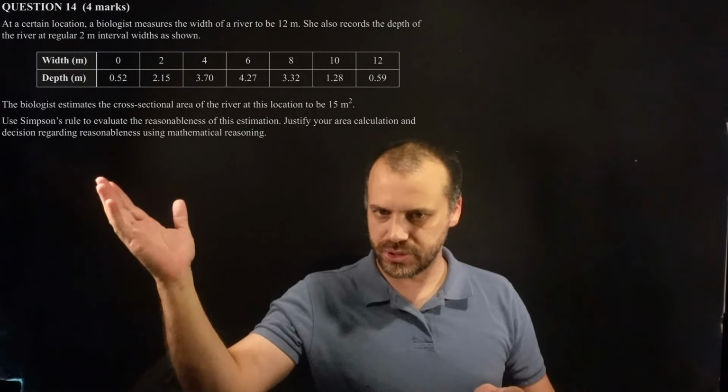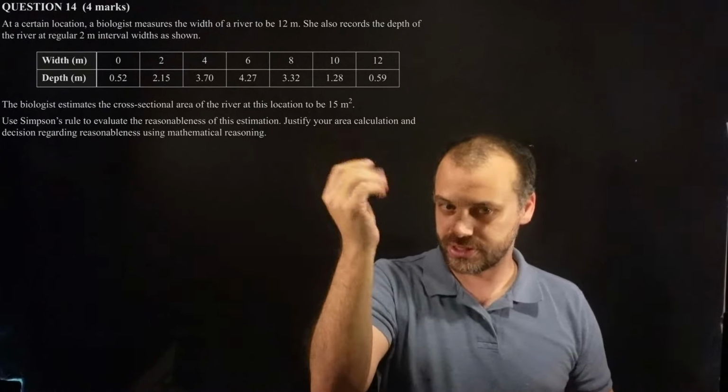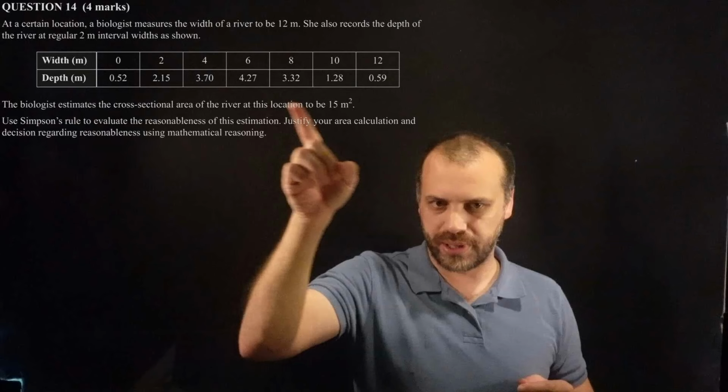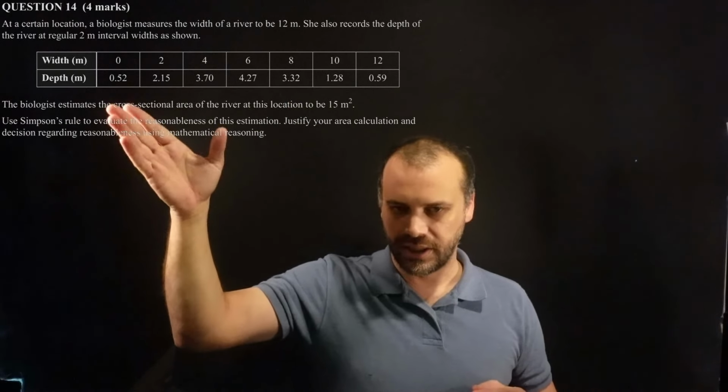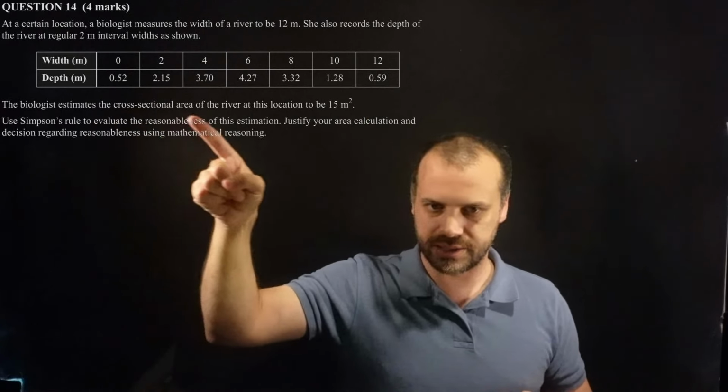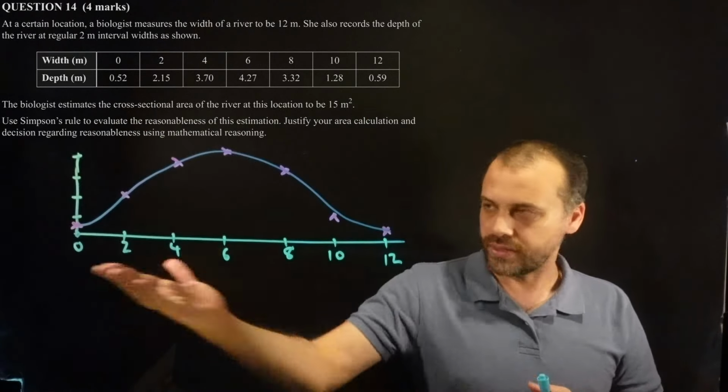All right, so a classic question here. We're using Simpson's rule to evaluate the reasonableness of something that someone said. Now, I'm going to draw a very quick picture of what this looks like. It's some kind of river with the width of 12 meters and various depths along the way. All right, that's what it looks like.